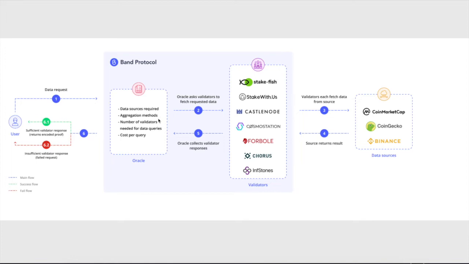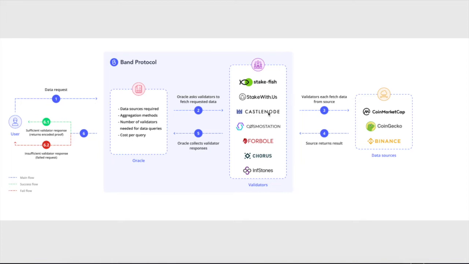These are where I want you to go. These are the number of validators, and this is what my cost is. Then the oracle asks the validators to fetch requested data. So now the validators, these are just some examples for this example. It can be different things instead of like Stakefish, which is a staking protocol.